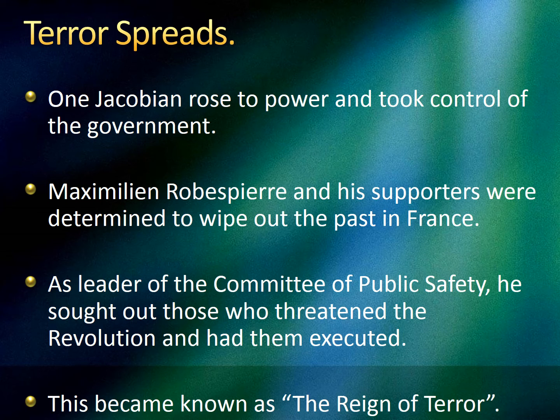Okay, so terror spreads. One Jacobin who rose to power and took control of the government was Maximilien Robespierre, and his supporters were determined to wipe out the past in France. They wanted to take all the history of France prior to the revolution and say, forget it, move on, let's erase it. As the leader of the Committee of Public Safety, he sought out those who had threatened the revolution, and he's going to basically have them executed.